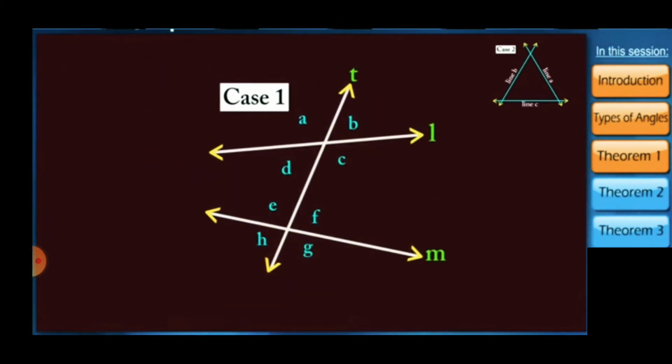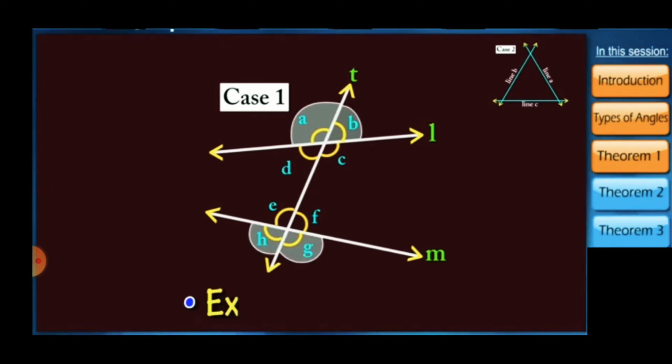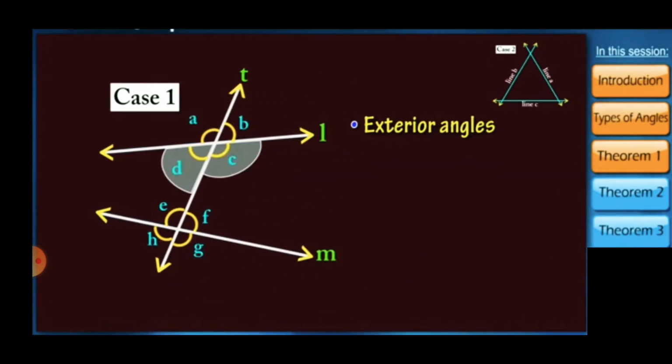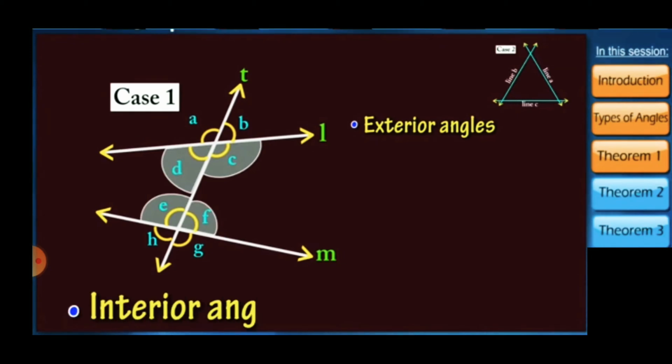Now in case 1, we can see that there are 8 angles that have formed. Angles A, B, G and H are called exterior angles because they are outside the lines, and angles C, D, E and F are called interior angles because they are inside, or between, both the lines.